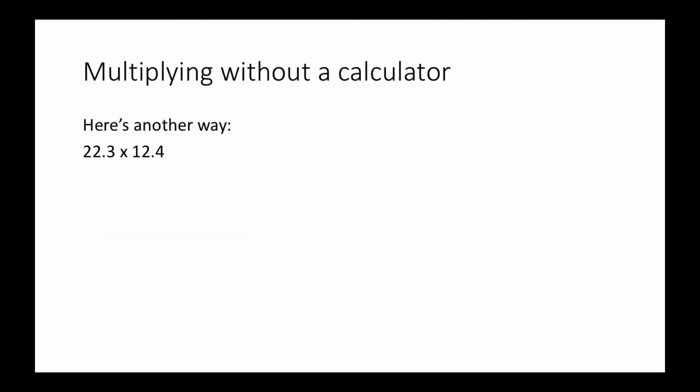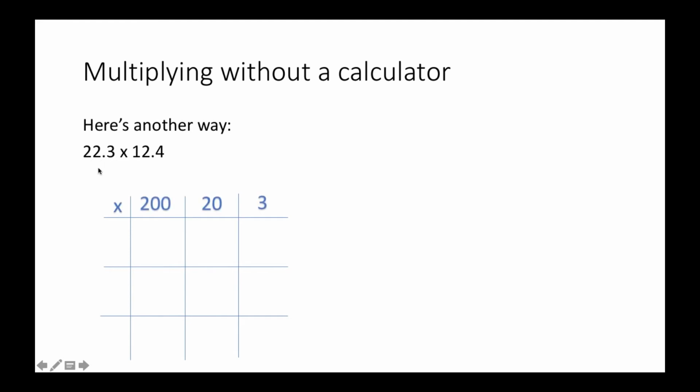Okay, right, here is another way. Now, I've used similar numbers, but I've made them bigger, because this method is good when you've got bigger numbers. Okay, so we've got 22.3 times 12.4. So what I'm going to do is I'm going to pretend that this, if I move the decimal point, is 223. So I'm going to put 223. And then this one I'm going to pretend it's 124. So I've got 100, 20, and 4.